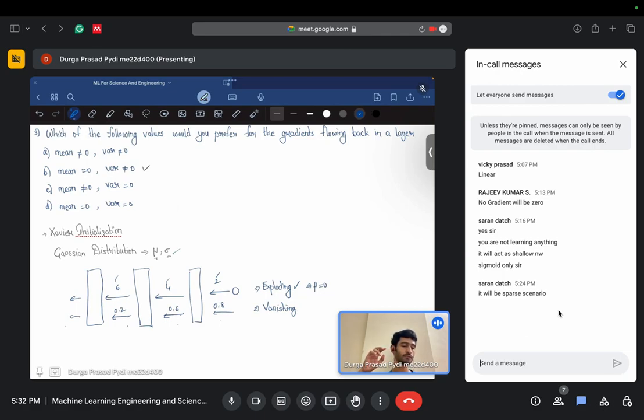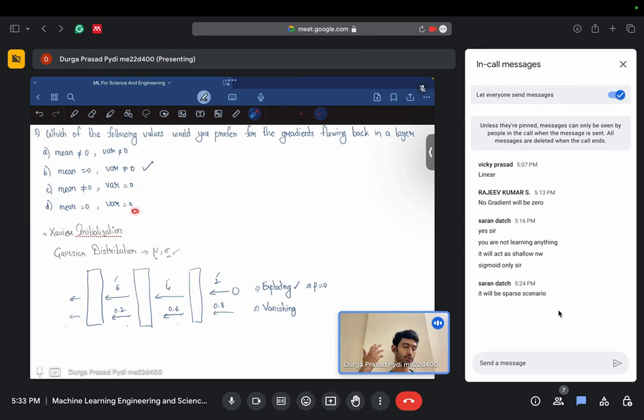If you have both of them not equal to 0, a very high value of mean and variance could lead to the exploding gradient problem. If mean is not equal to 0 and variance equal to 0, in that particular scenario what could happen? Because variance is 0, all the weights are equal, all neurons will be symmetric. So 4 neurons are being used to essentially learn one feature, which is not good, and the optimizer will not converge to a global optima.